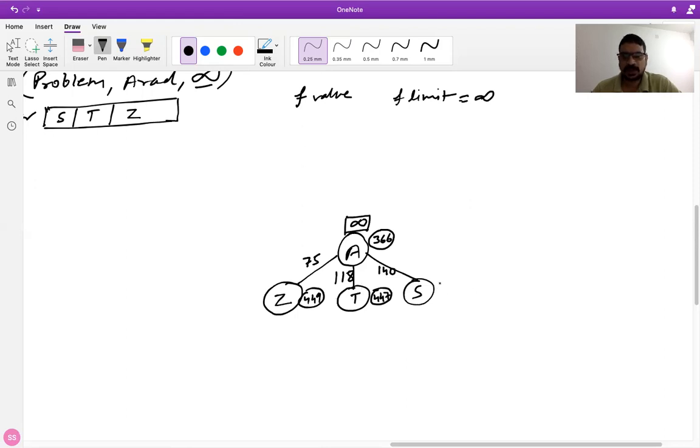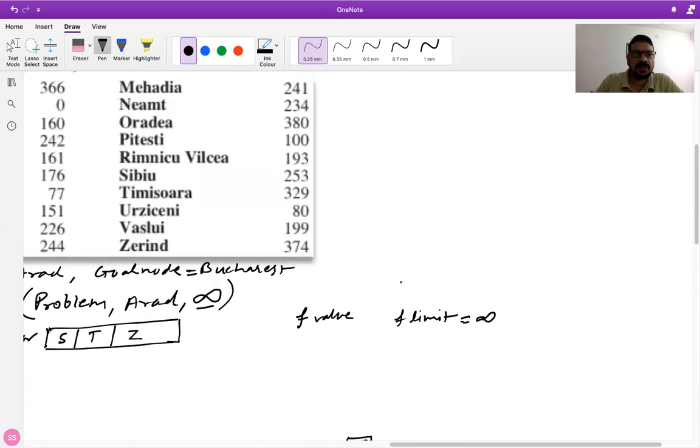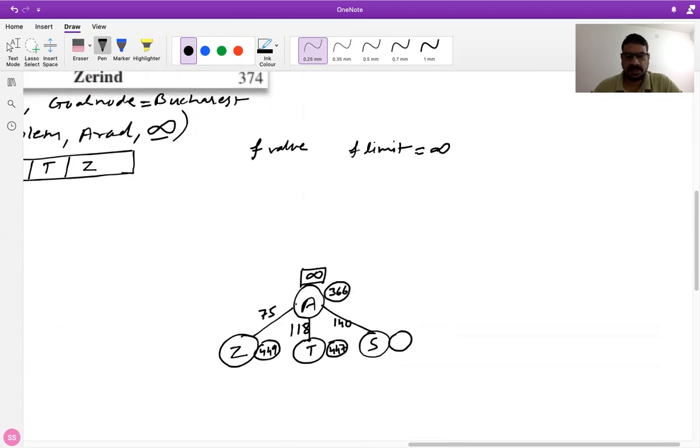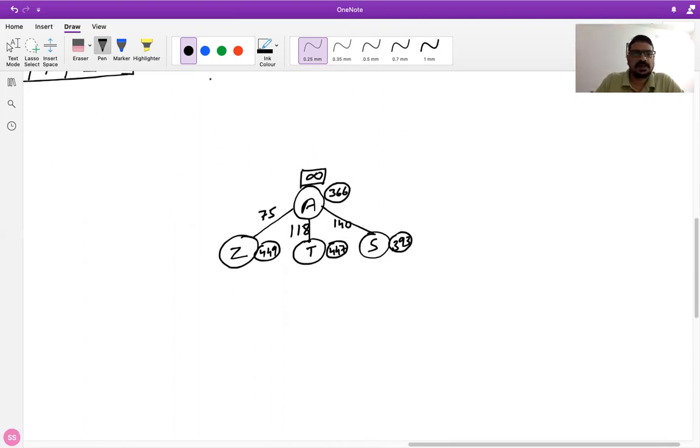Now go for Sibiu. What is the path cost for Sibiu? It is 140. What is the heuristic value for Sibiu? The heuristic value is written here. It is 253. So 140 plus 253 comes to 393.